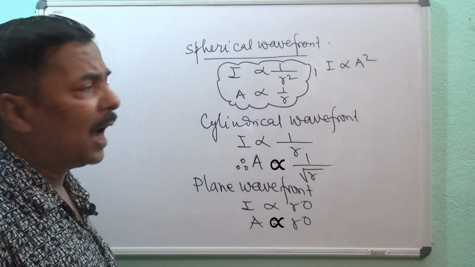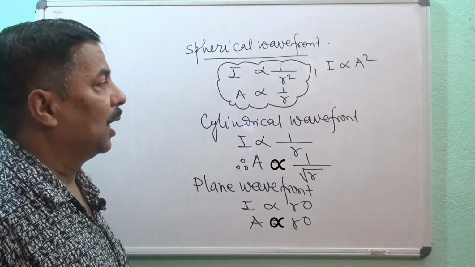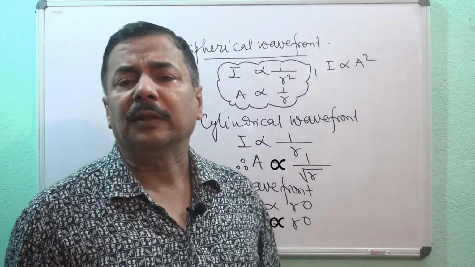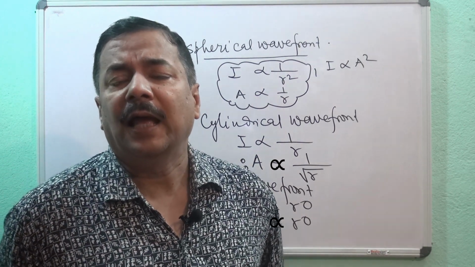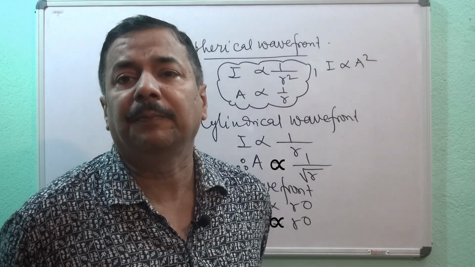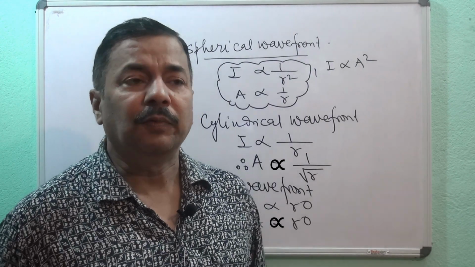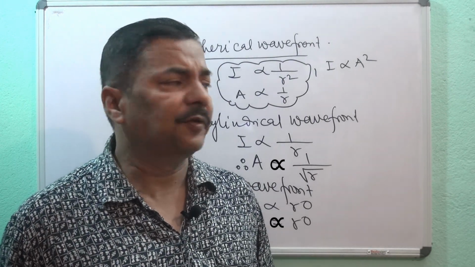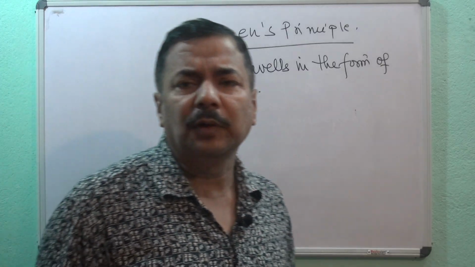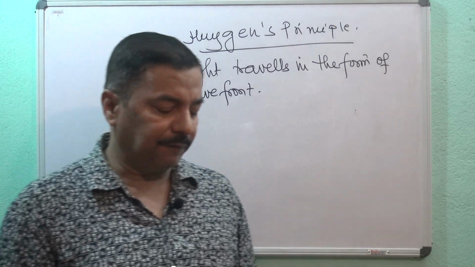After this, I would like to discuss with you the Huygens Principle. The concept of wavefront is there, and that wavefront concept, Huygens Principle, is basically the mechanism in which the light propagates in a medium, in the form of wavefront. So we will try to understand the Huygens Principle. Huygens Principle is basically based on the fact that light travels in the form of wavefront.